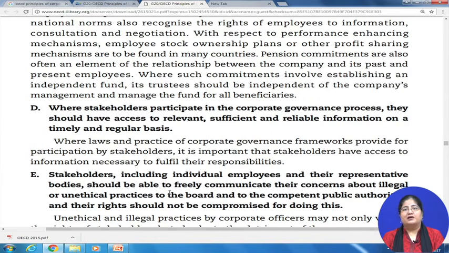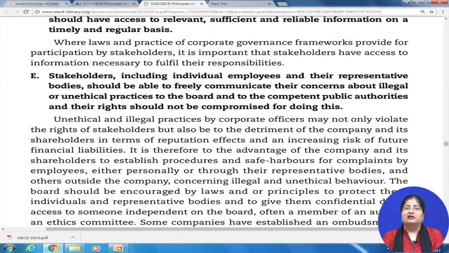Where stakeholders participate in the corporate governance process, they should have access to relevant, sufficient and reliable information on a timely and regular basis. Stakeholders, including individual employees and their representative bodies, should be able to freely communicate their concerns about illegal or unethical practices to the board and to the competent public authorities, and their rights should not be compromised for doing this.